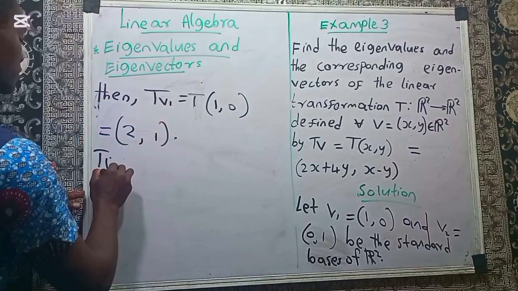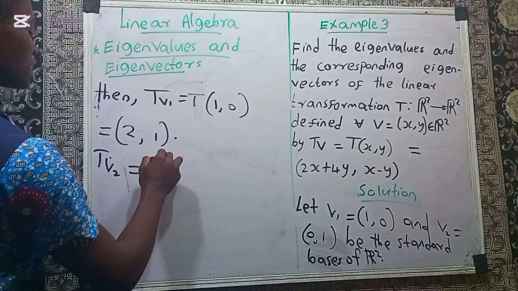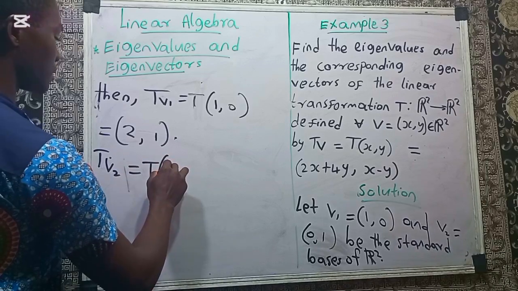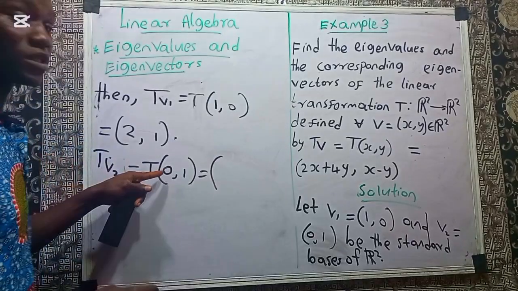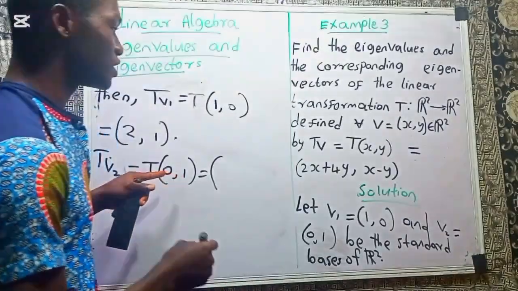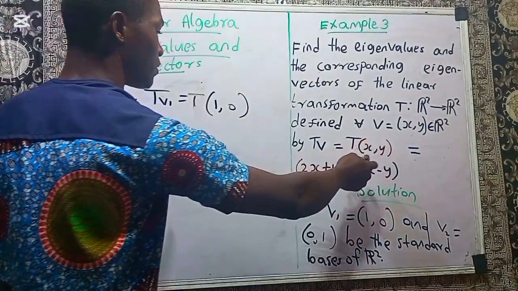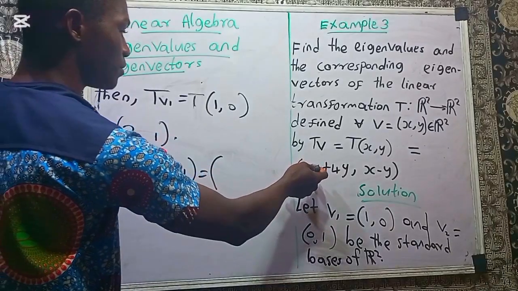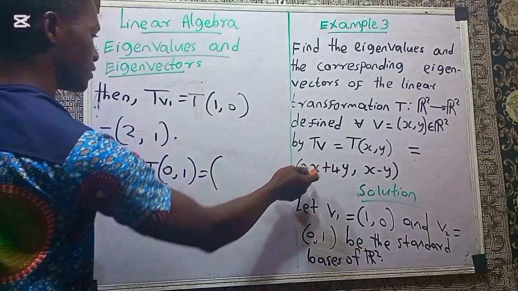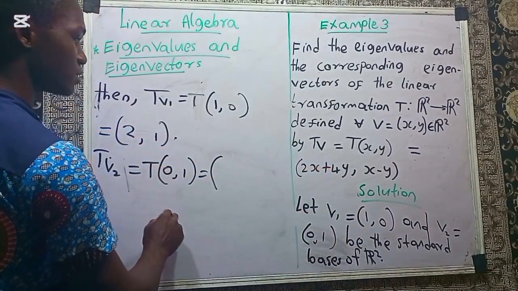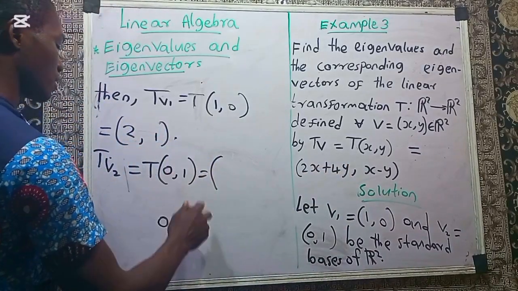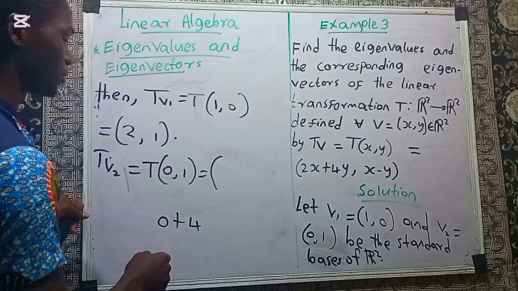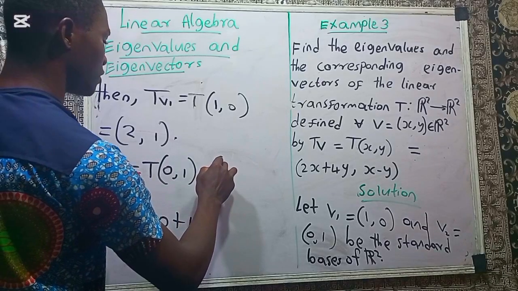V2 will be the transformation of V2, which has entries 0, 1. So 0 is the first entry, which is your x, according to this formula. Your formula says 2 multiplied by the first entry. 2 multiplied by 0 is 0, plus 4 multiplied by the second entry. The second entry here is 1, so that is 4, right? If you add, 0 plus 4 is 4.